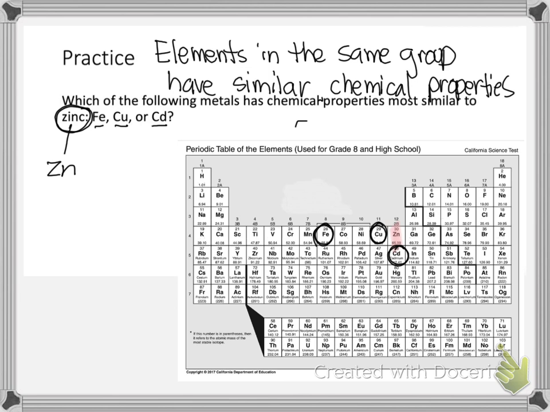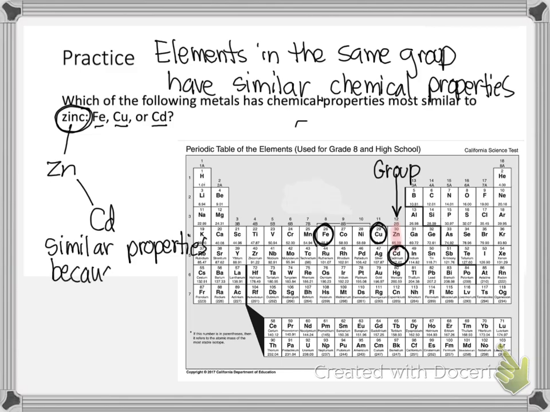So what we know is elements in the same group have similar chemical properties, and a group is a column. So we would expect cadmium to have similar properties because zinc and cadmium are in the same group.